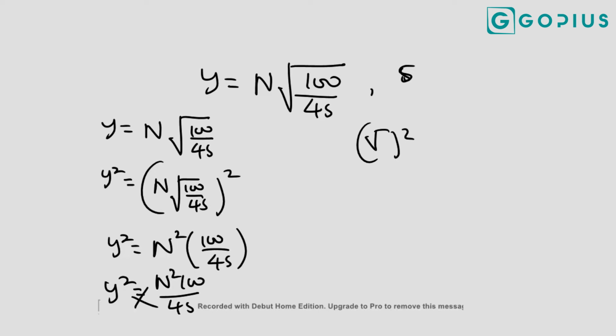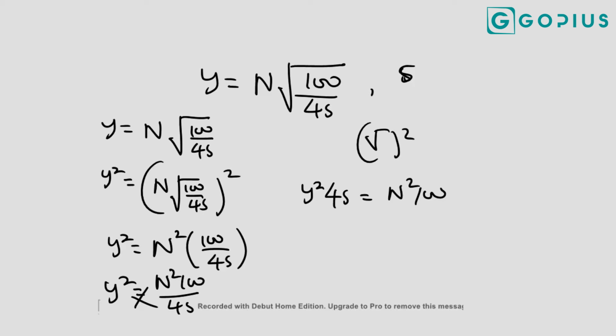We can cross multiply. So we have y² times 4s equals n² times 100. You can still write it as 100n². n² times 100, see, the same thing. When I did binary operation with you, one of those rules I told you about numbers was that some operations in mathematics are commutative. Here we are having multiplication. n² times 100 is the same thing as 100n², because multiplication is commutative.